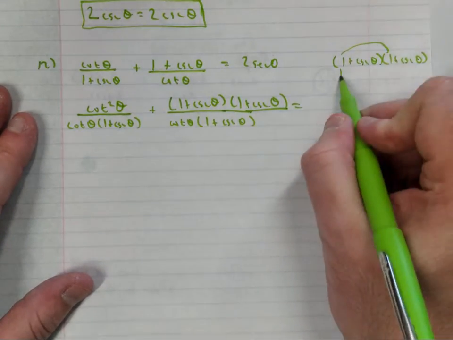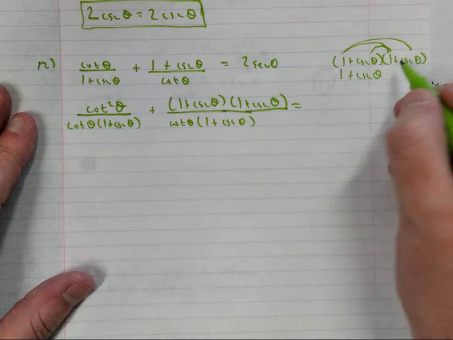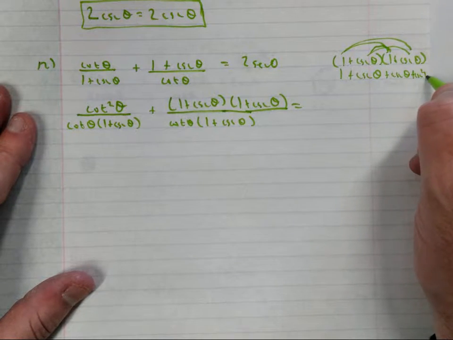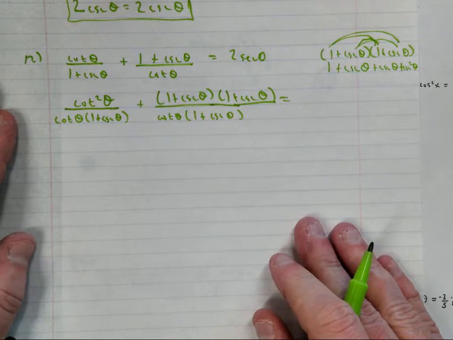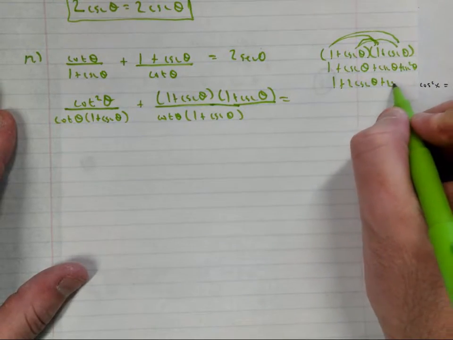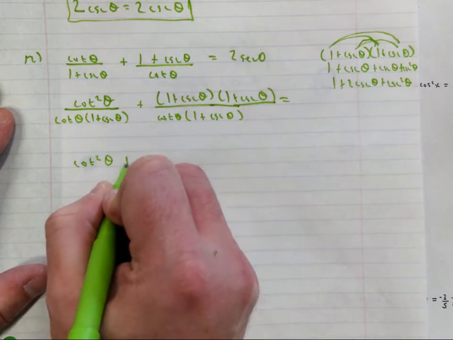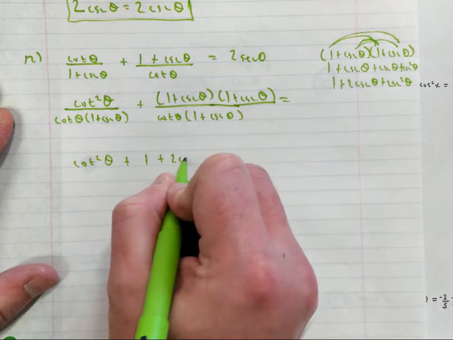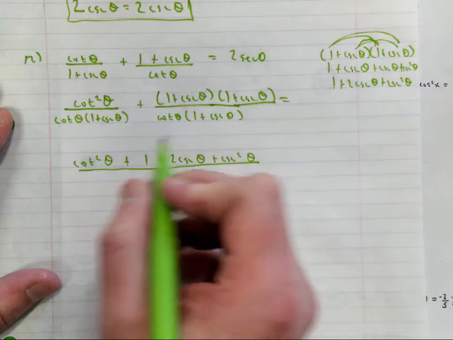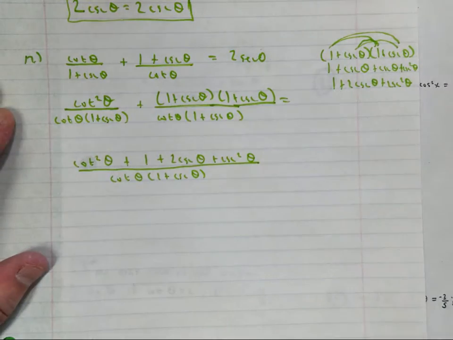One times 1 is 1. 1 times cosecant is cosecant theta. Cosecant theta times 1 is cosecant theta. Cosecant times cosecant is cosecant squared theta. So that's going to be 1 plus 2 cosecant theta plus cosecant squared theta. So I'm going to put that in place of that. Cotangent squared theta plus, I'm going to write that, 1 plus 2 cosecant theta plus cosecant squared theta all over cotangent theta times 1 plus cosecant theta.